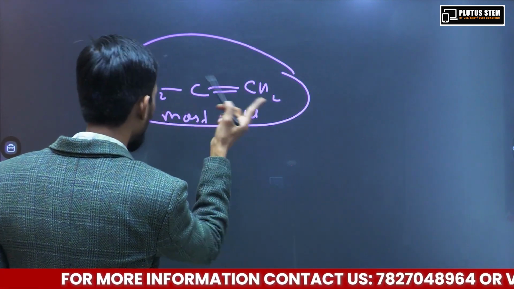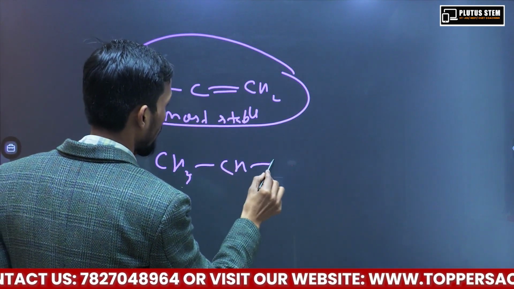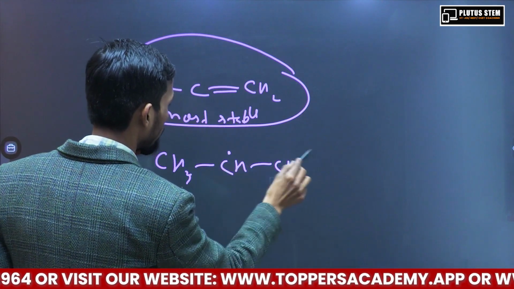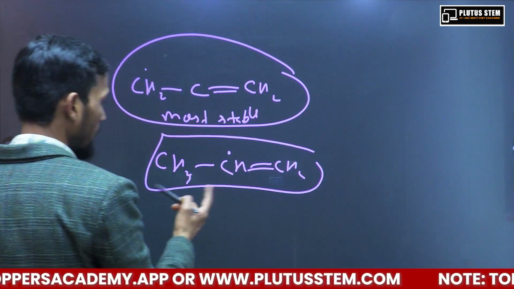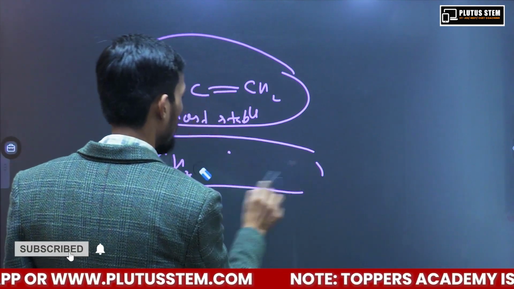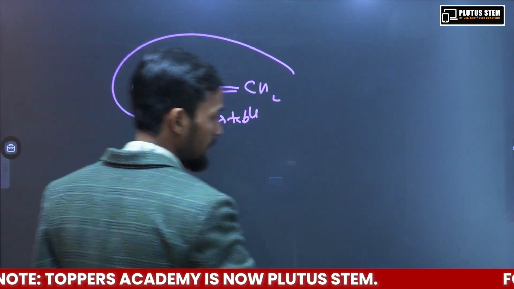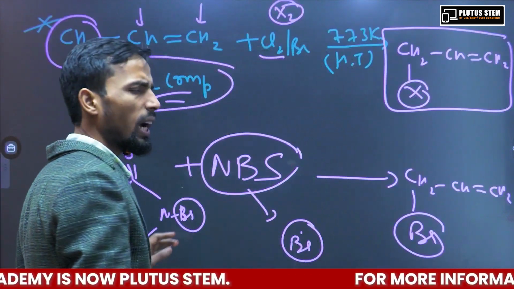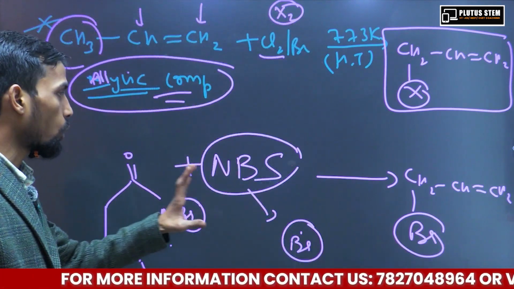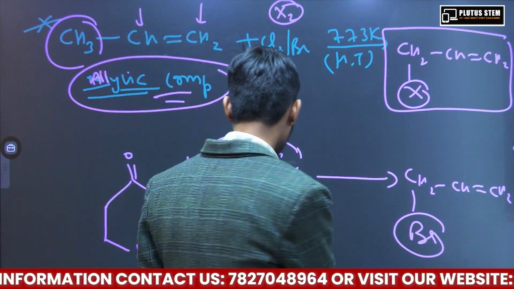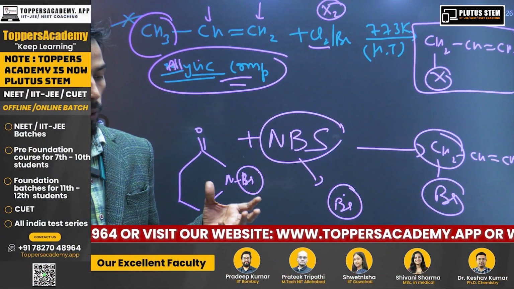And in the other possibility, if you see CH2 single bond CH single bond CH2, here we are getting a double bond at this position free radical. They are not stable. So that's why, with the most stable free radical, this mechanism is being followed. We are not going to the depth of this mechanism, but I am telling you it follows the free radical mechanism. That's why it is attacking at this allylic carbon over here.